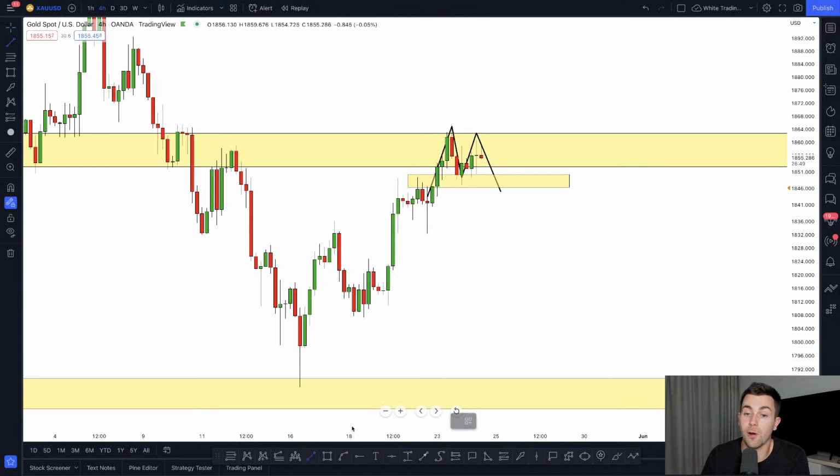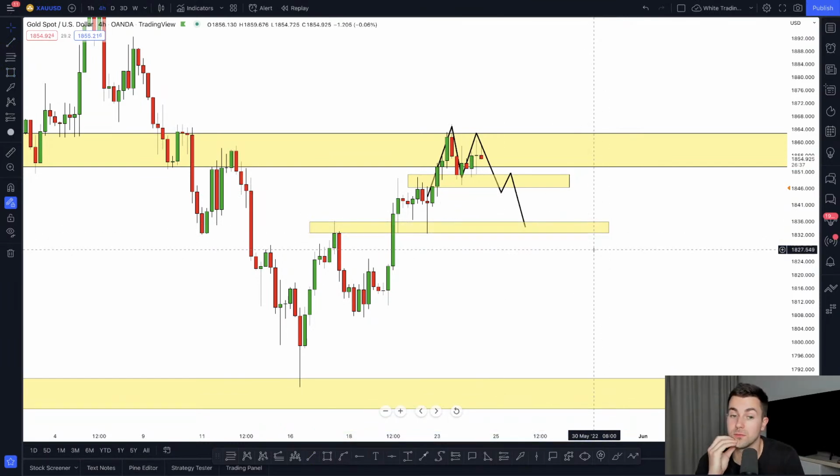So once the price breaks that neckline to the downside, then we will expect a bearish movement at least to that support. You can see that here we have quite strong intraday support.